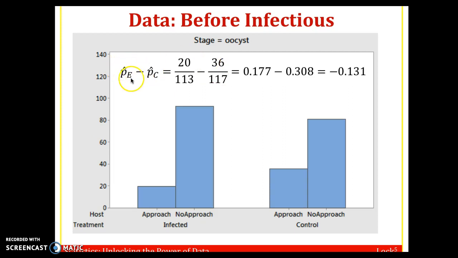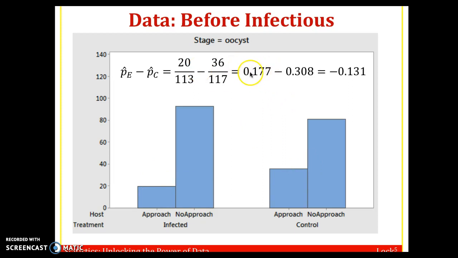And this is the data. So P hat exposed minus P hat control. Out of 113 mosquitoes that were exposed to malaria but couldn't spread the disease, 20 of them approached humans. Out of 117 mosquitoes from the control group that did not have malaria, 36 approached humans. So if we look at, here's a couple bar charts, approached versus not approached.